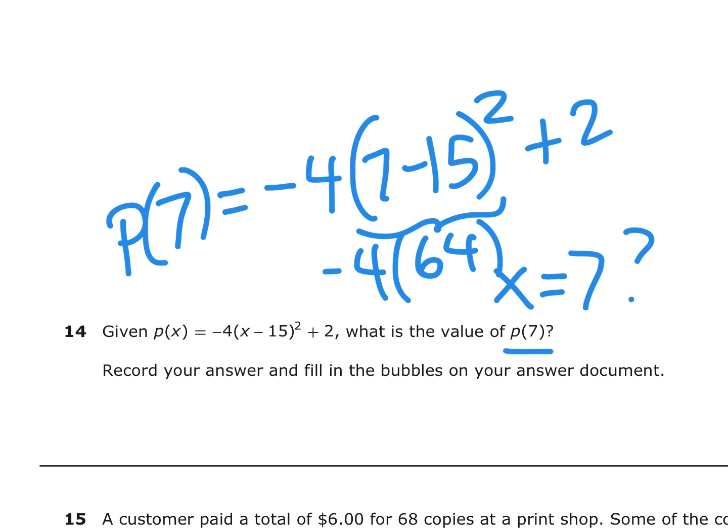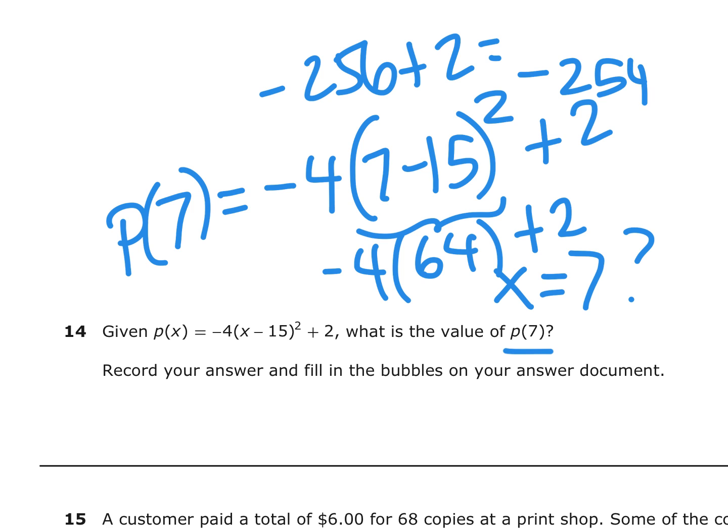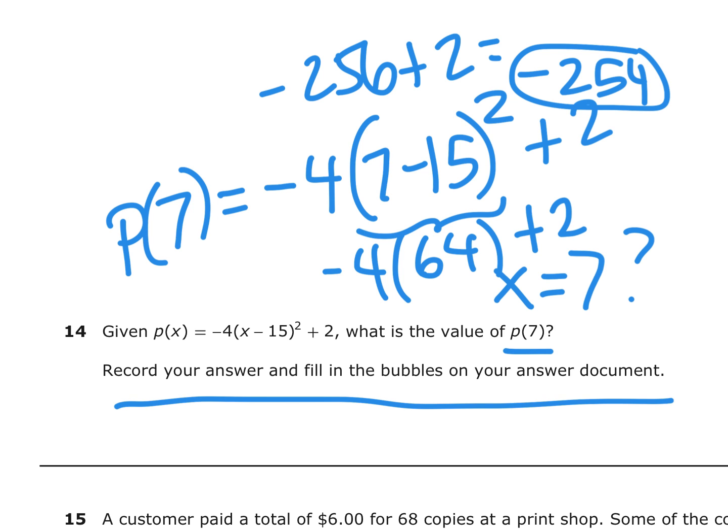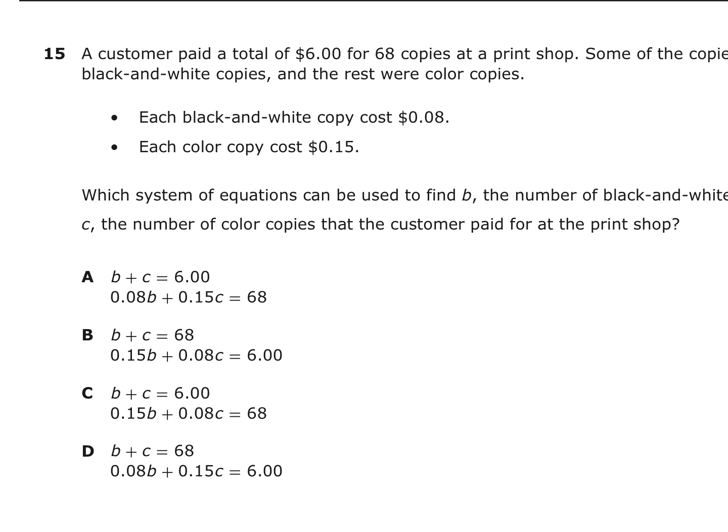And then you multiply that by negative 4 and then add 2. So negative 4 times 64 is negative 256. And then adding 2 at the end gives negative 254. So your answer should be negative 254. As a way of checking, you can come back later after the test, before you finish, go back and redo this one and plug 7 back in there. Use your calculator and check and make sure you got it right.